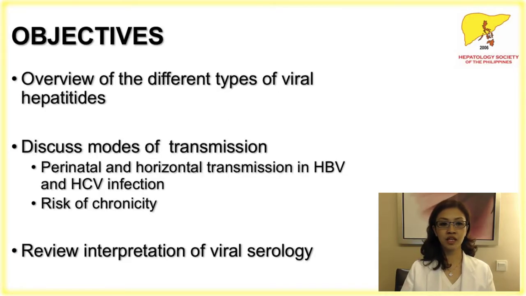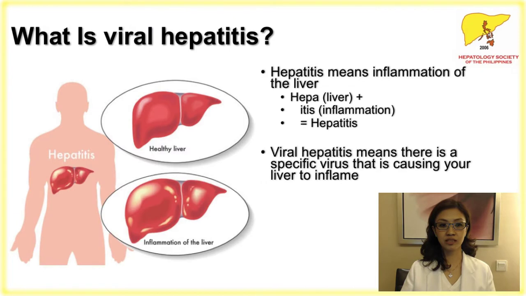The objectives of my short talk are as follows: to give an overview of the different types of viral hepatitis, to discuss modes of transmission including perinatal and horizontal transmission and hepatitis B and C infections, to show risk of chronicity for these diseases, and to give a review on interpretation of viral serologies.